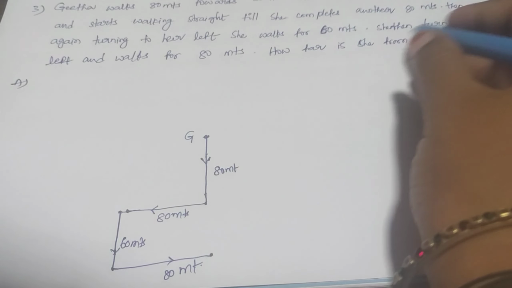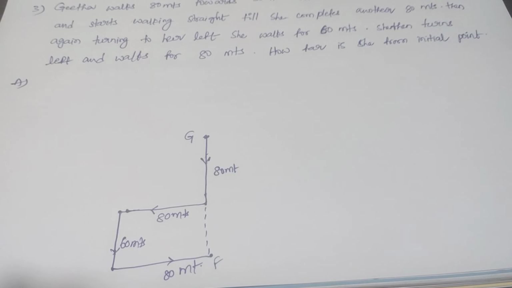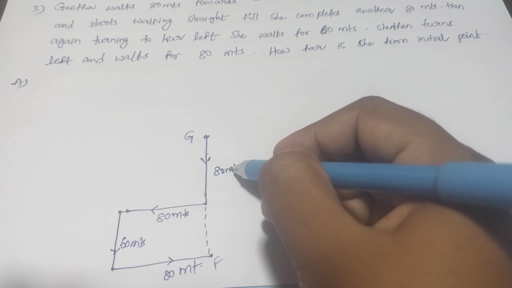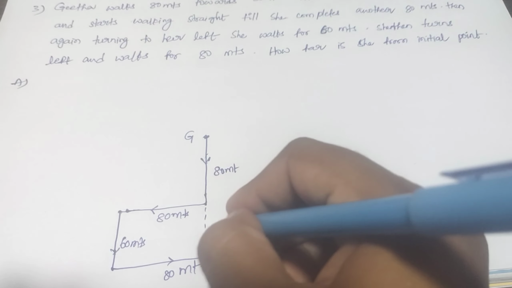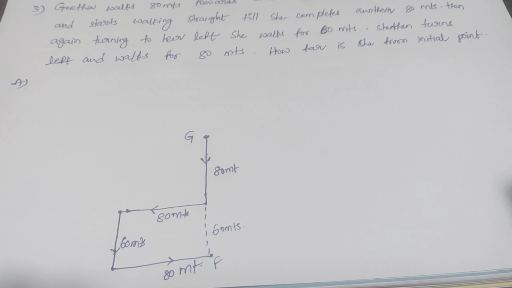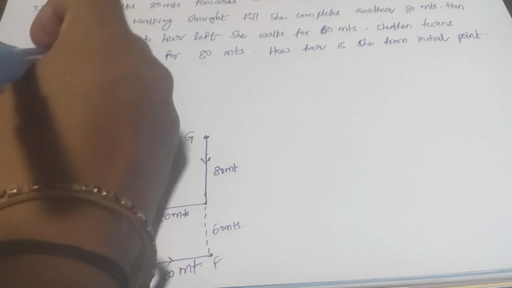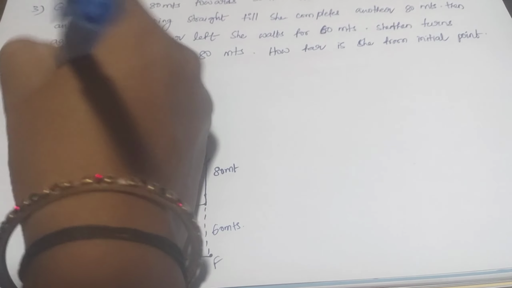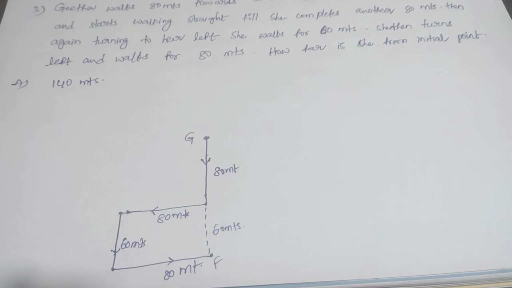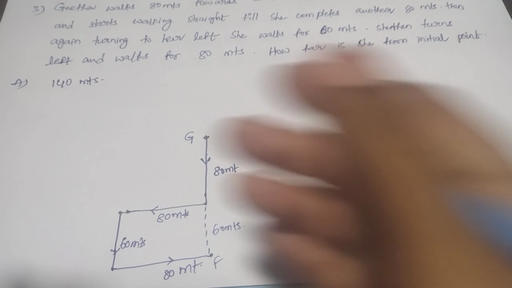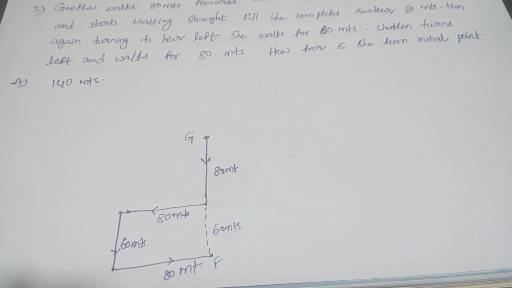Okay. Here, what is the initial point? Here, G is the initial point and this is the final point. Now, we have to calculate this distance. Okay. From here to here, it's 80 meters and from here to here, it's 60 meters. Isn't it? 80 plus 60, 140 meters. What is the answer here? 140 meters is the answer. Okay. Now, Geeta is 140 meters from initial point is the answer for this particular question.